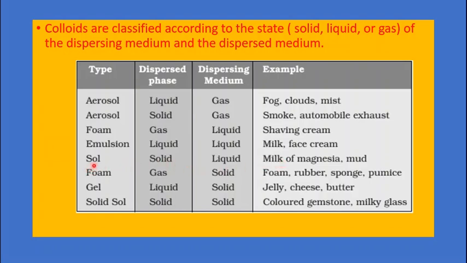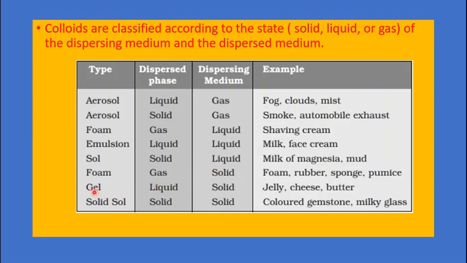This is very important. Sol example is solid in liquid, example milk of magnesia. Foam, another example of foam is when gas is dissolved in solid. Foam, rubber, sponge, pumice stone, all are examples of gas dissolved in solid. That is sponge and all which is used, the bag and all for packing.